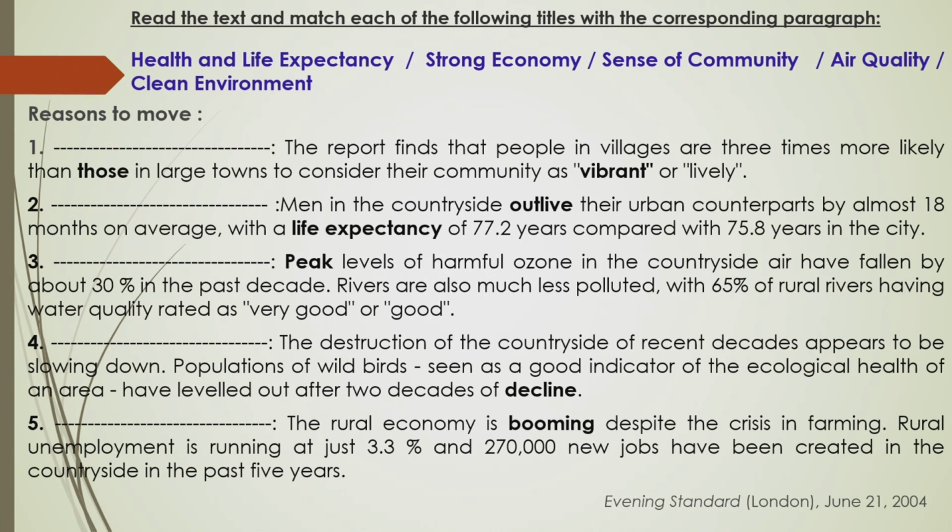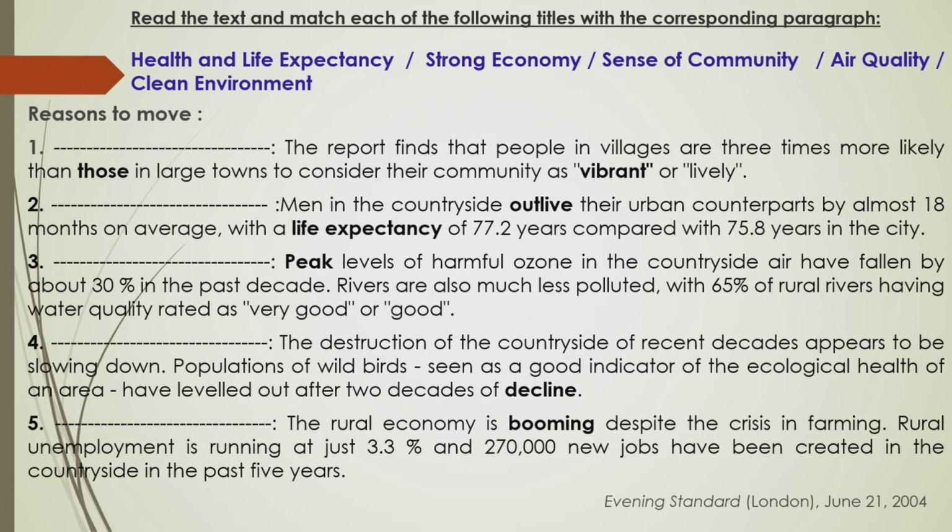For paragraph 3, you have certainly noticed that we're talking about the environment. So as peak levels of harmful ozone in the countryside air have fallen by about 30% in the past decade. Rivers are also much less polluted, with 65% of rural rivers having water quality rated as very good or good.